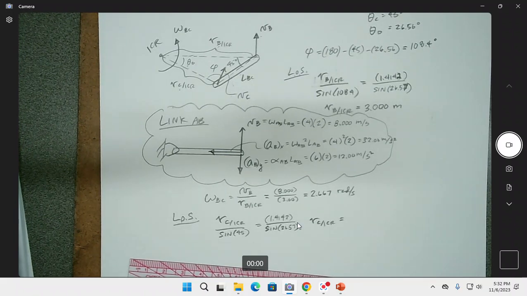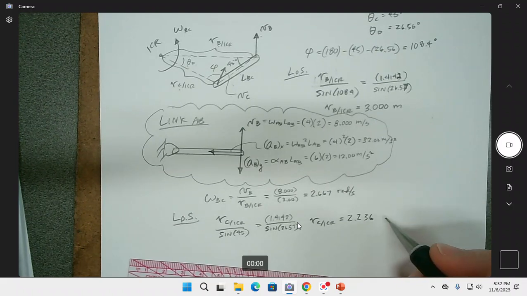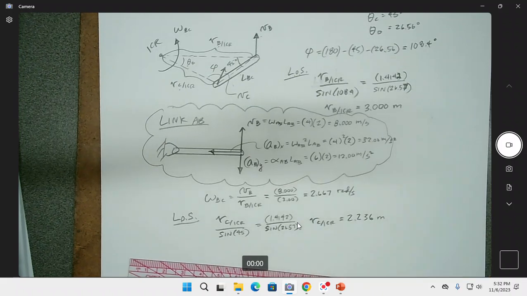But let's see what kind of mistakes I can make now. 1.4142 divided by the sine of 26.57, and then multiply it by the sine of 45. And I get 2.236. Oh, look at that. Me and him, we agree.